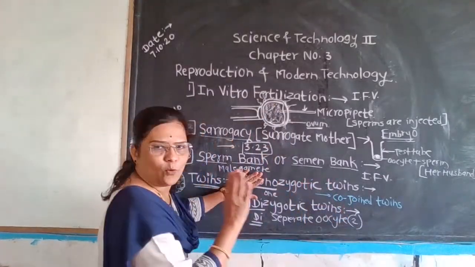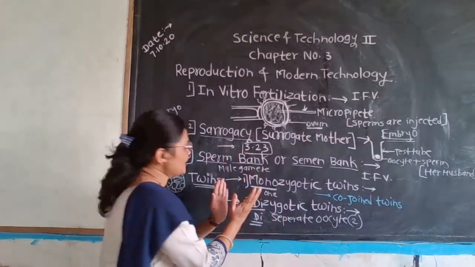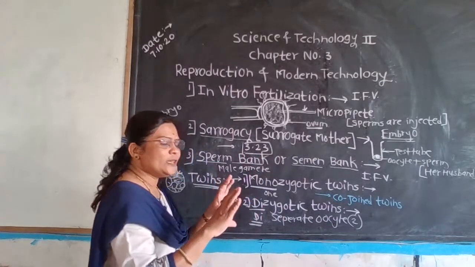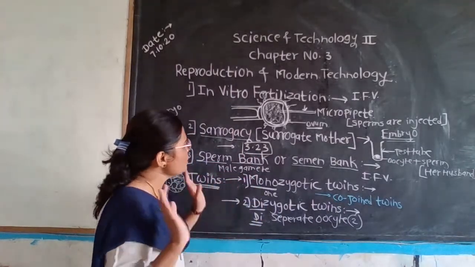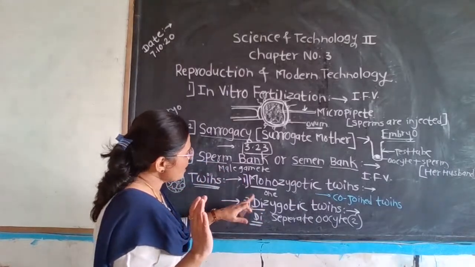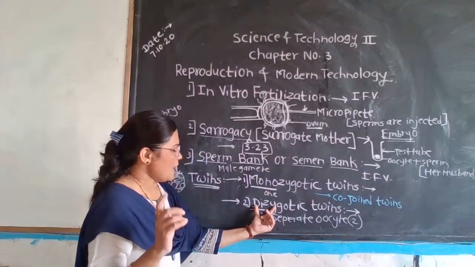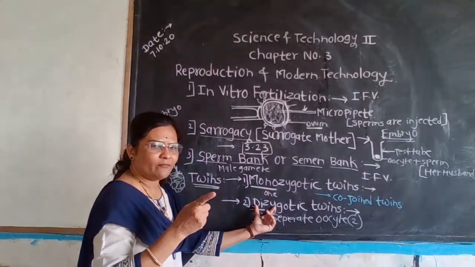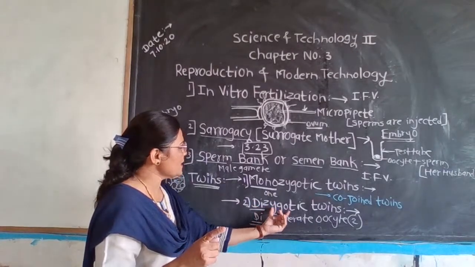The development of monozygotic twins is in the same uterus, and the development of dizygotic twins is also in the same uterus. That we call dizygotic. Zygote means that after the male and female gametes unite, a zygote is formed. That is why it is called zygotic.